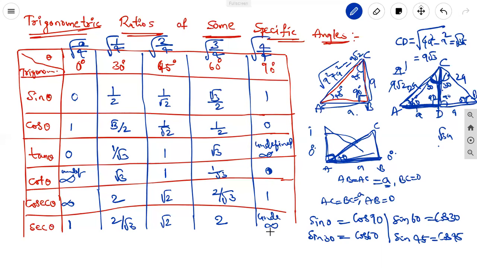You have to remember this table for trigonometric functions with right angles. It's very, very important for higher standards also, that is plus 2, plus 1, and higher education also. It's very, very important.